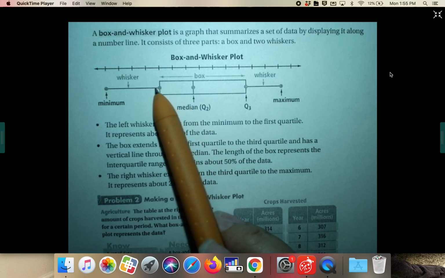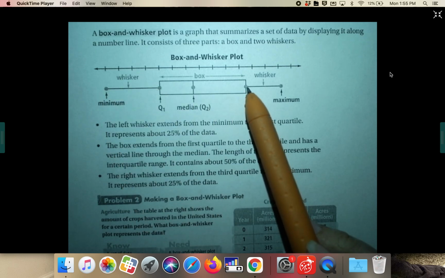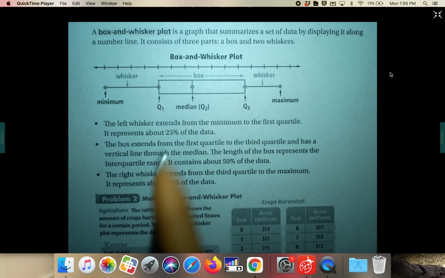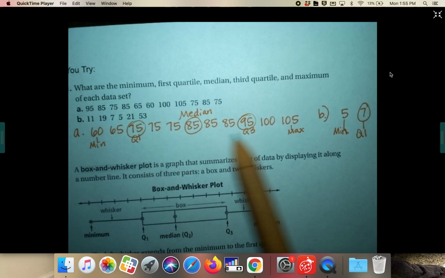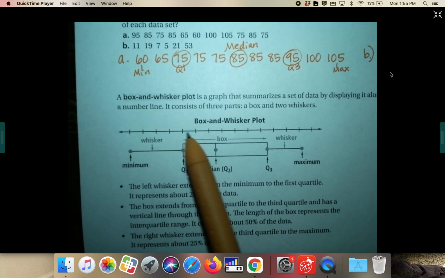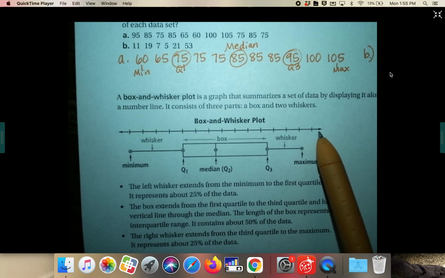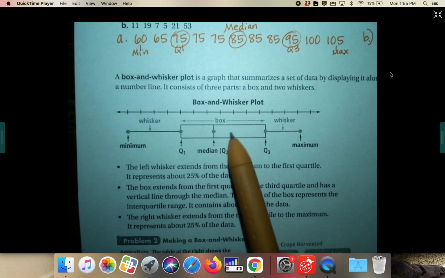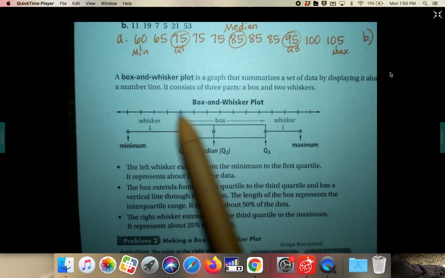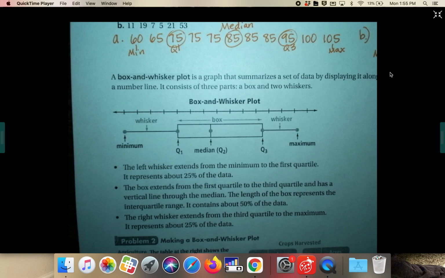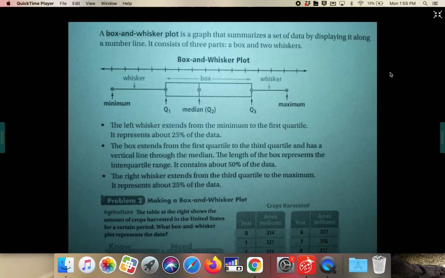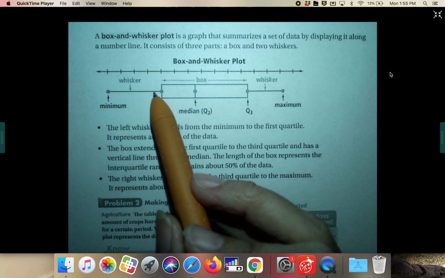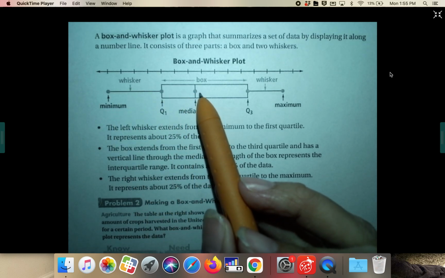And then you have your whisker extending to the minimum and the other whisker extending to the maximum number. And your box is made based on taking the numbers that we've used up here and actually putting them on a number line nice and neatly spaced. So this is going to be why your median doesn't always fall in the center of the box, because it just depends on where it was at on the number line. And something that I've seen pop up on the EOC test before that I think is really important is each of these sections represents 25% of the data.